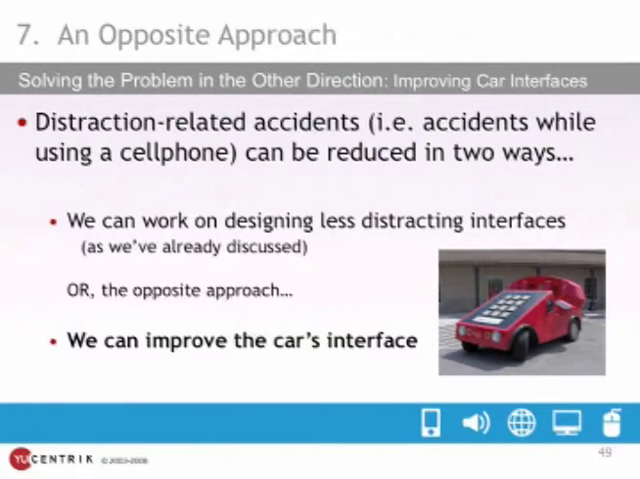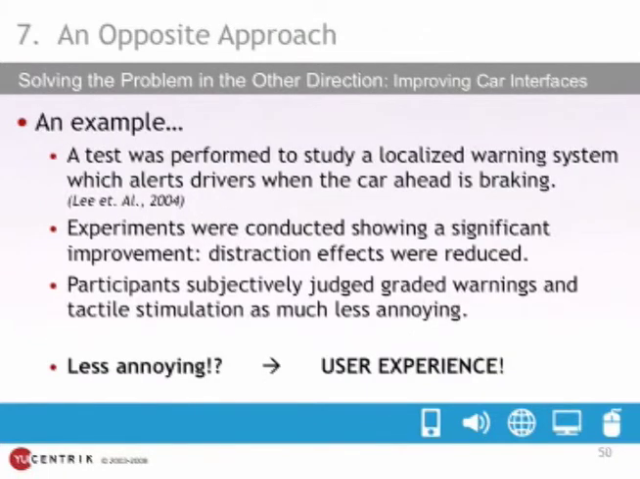So the idea is that a test was performed. Imagine you're driving in your car, and the car in front of you hits the brakes. As it hits the brakes, a little alarm goes off in your car, a radio signal from the car in front of you to let you know that it is slowing down. So if you were distracted, this alarm would bring your attention back to the road.